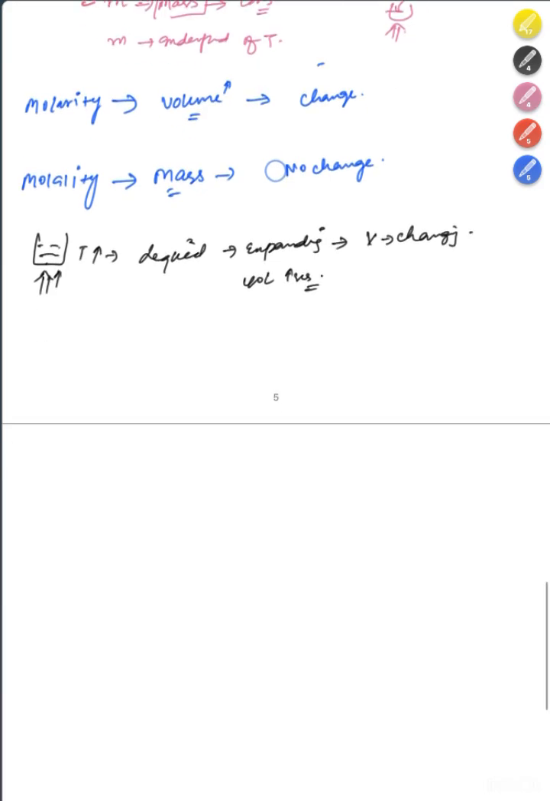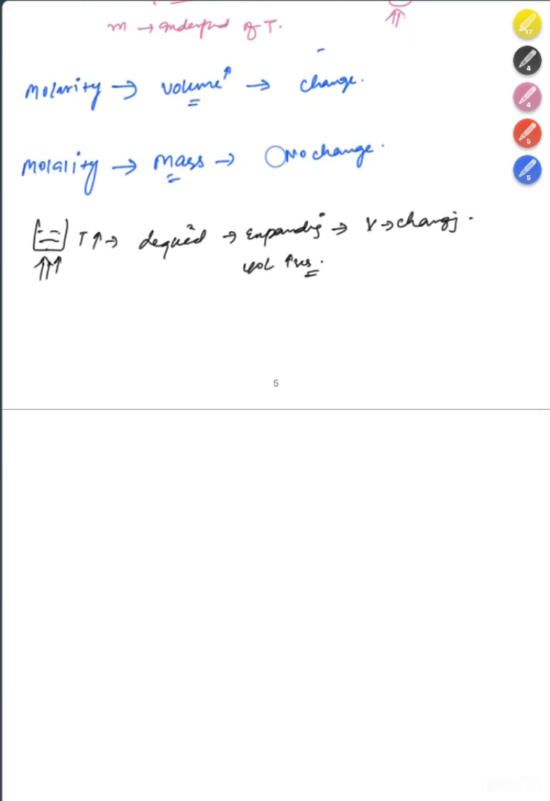Now let's look at the impact of this on molarity. As we know, molarity is equal to the number of moles upon the volume of solution. And I told you that this volume changes with respect to the temperature. So molarity will change with respect to the temperature also.